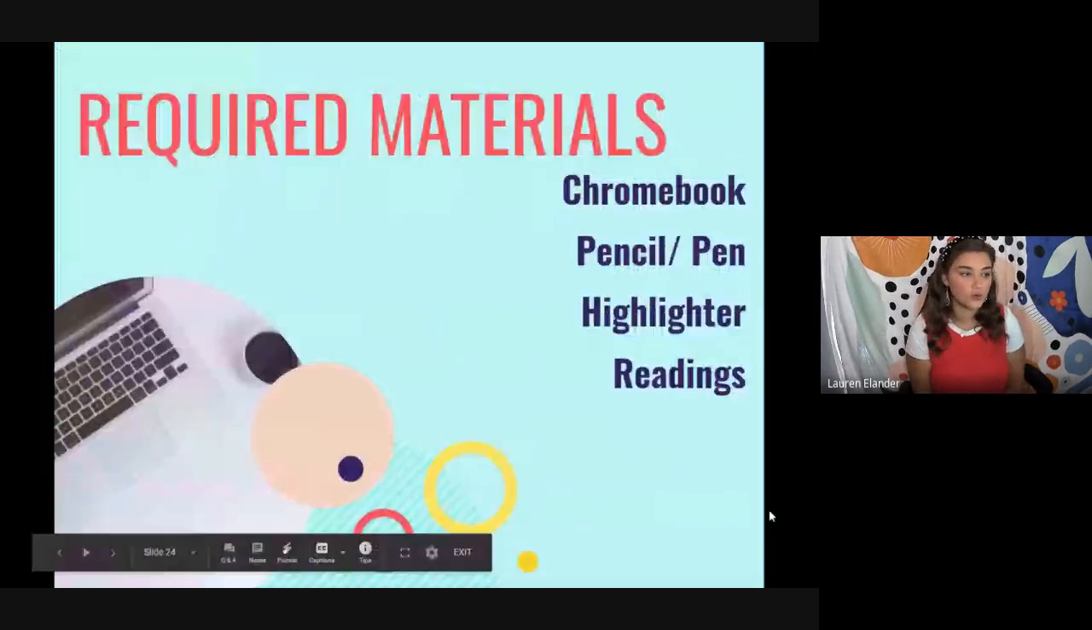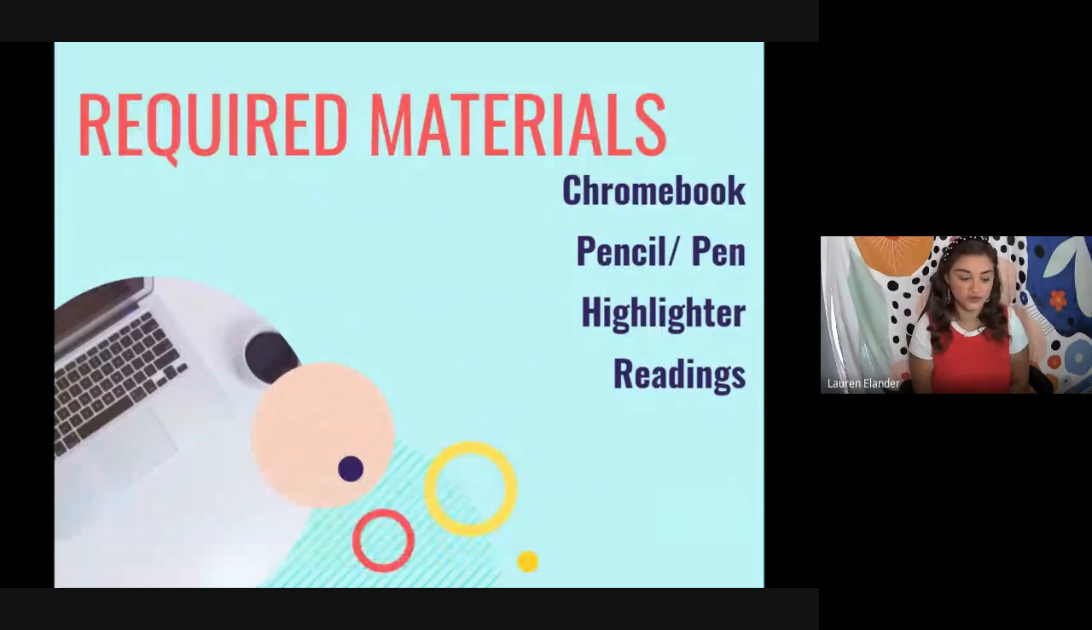For our class, our required materials are going to be really straightforward. For this semester, you pretty much just need a computer of some sort and maybe a pen or pencil and highlighter. Those would be for our readings.